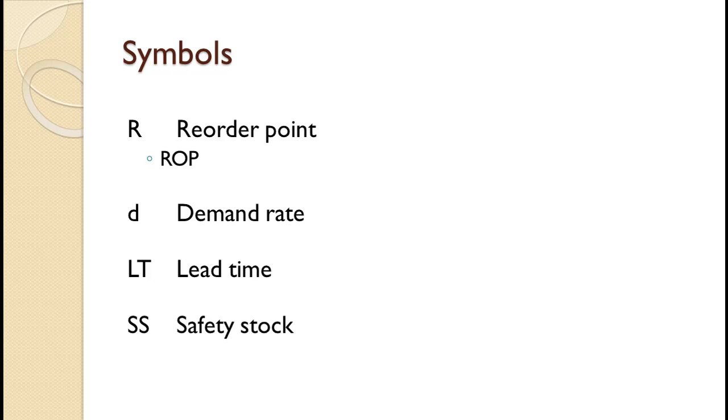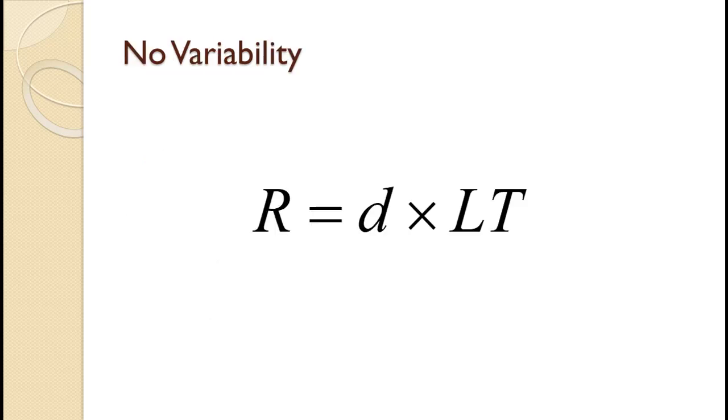SS is safety stock. That is the amount of inventory carried up and above average demand. Safety stock is carried to reduce the chance of a stockout. When neither demand nor lead time is variable, the reorder point is simply the demand times the lead time.